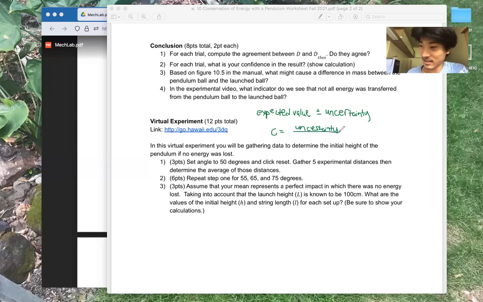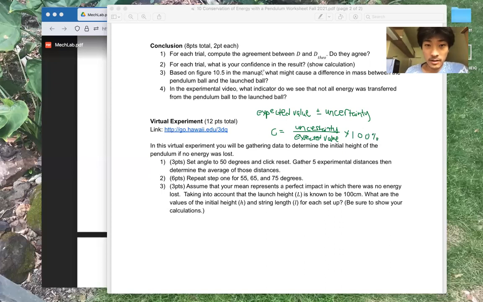Divided by expected value. Times 100%. Or whatever you get, move the decimal over to the right 2 spaces and put a percent sign at the end. This is how you do your confidence.